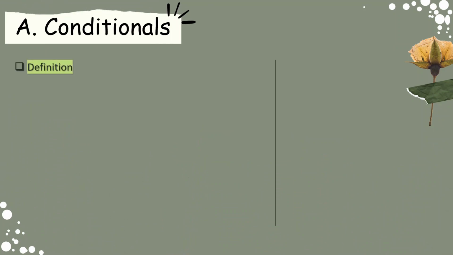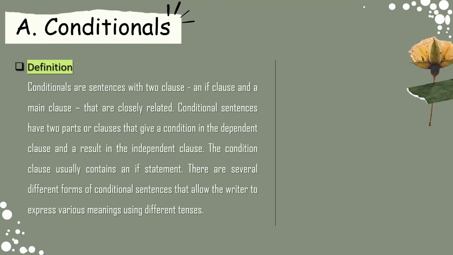What is conditionals? Conditionals are sentences with two clauses, an if clause and a main clause, that are closely related. Conditional sentences have two parts or clauses that give a condition in the dependent clause and a result in the independent clause. The condition clause usually contains an if statement. There are several different forms of conditional sentences that allow the writer to express various meanings using different tenses. This is the structure: condition if clause plus result clause.